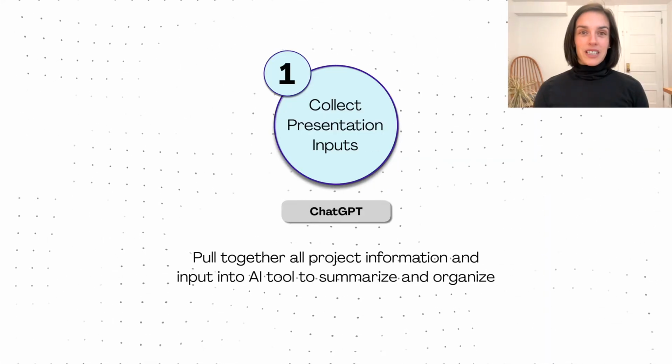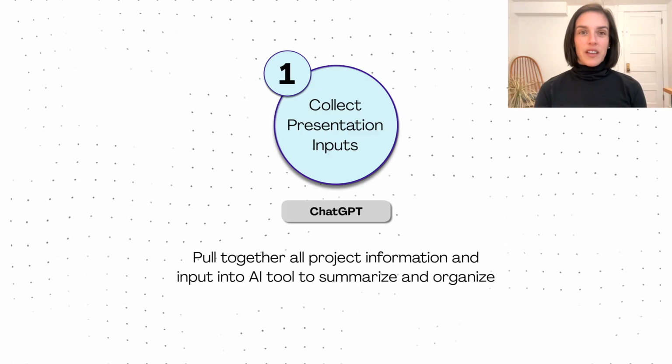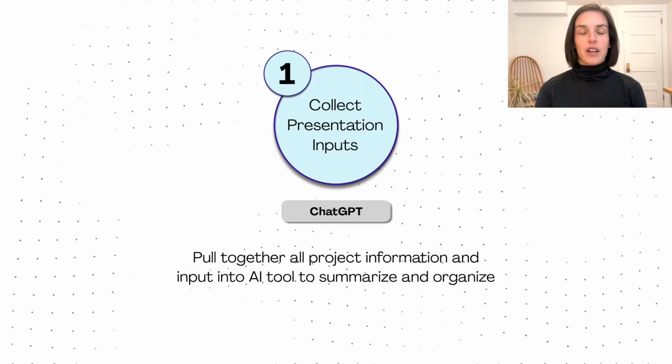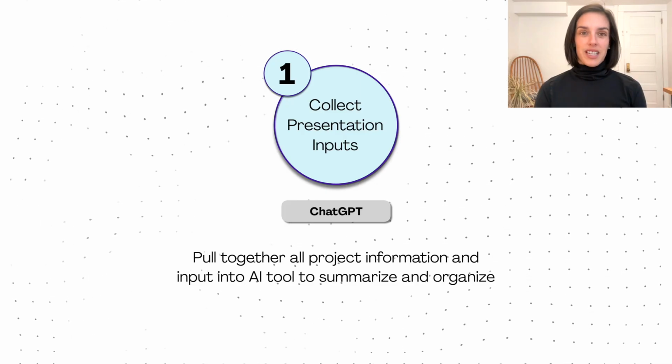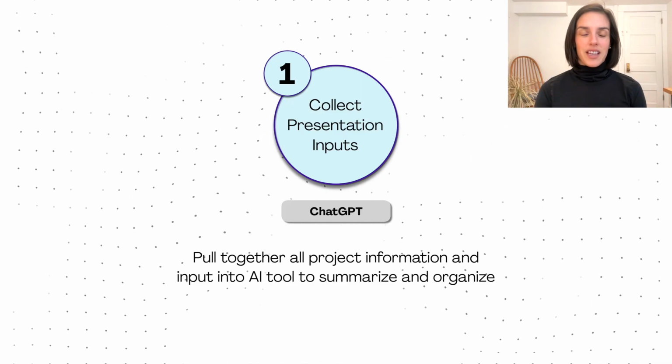So step one, collect presentation inputs. For this step, we'll pull together all the different sources of information we have on the project that are relevant for this presentation and go ahead and input them into the AI tool to summarize and organize the information. When collecting data for the presentation, avoid uploading any confidential information and consider using anonymization tools for privacy.